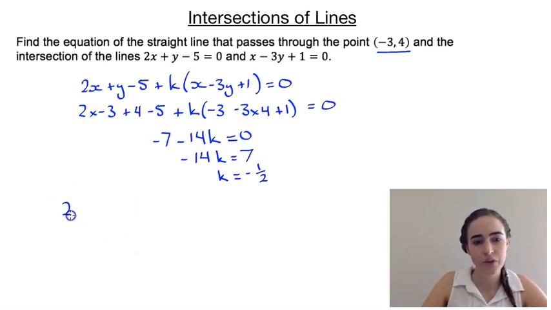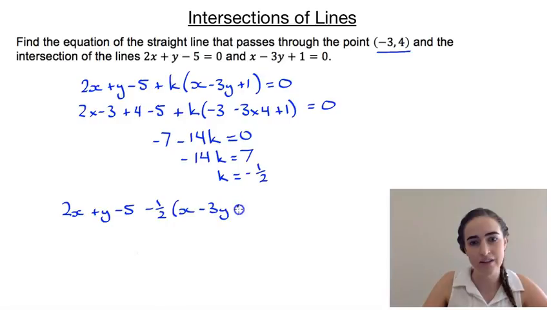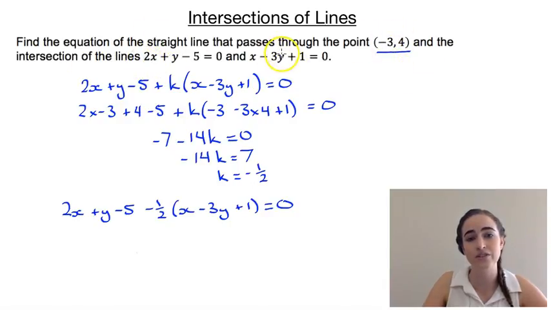So we're going to have 2x plus y minus 5 minus a half outside of x minus 3y plus 1 is equal to 0. So this is the equation of our line that passes through the point and through the intersection of these two lines, but it's really messy right now, so we're just going to rearrange it. To get rid of this fraction, we're going to go through and multiply everything by 2. And in the same step, I'm also going to expand out this minus 1 times everything in the bracket.